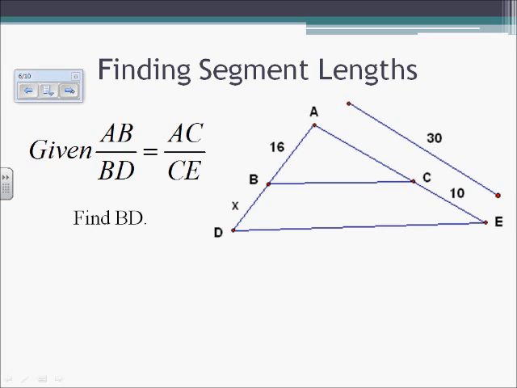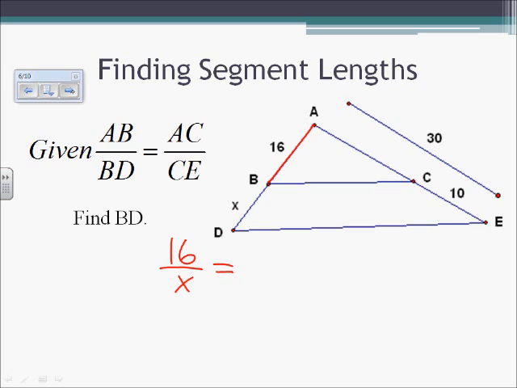Alright, next type of problem. Given this proportion, side AB over BD is equal to AC over CE. Find BD. All we need to do here is fill in the information from the picture on the right into the proportion on the left and solve using an algebraic solution. So if AB is 16, I can make my proportion 16 over BD. I don't know what BD is. Try and find it. That's equal to x.